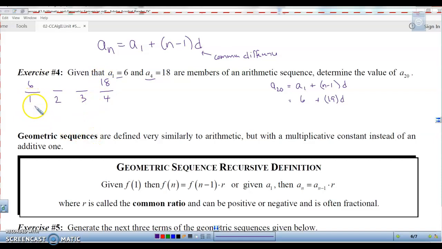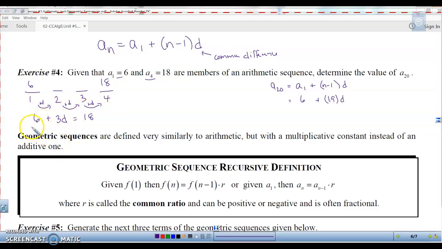Okay, so if we're starting at 6, how many times are we going to add something to get to the fourth term? We're going to add something 3 times, whatever that happens to be, to get to the fourth term, and we'll end up at the value of 18. Well, if we add d here, add d here, add d here, because it's all the same, we're adding 3 d's to get to 18, starting from 6.